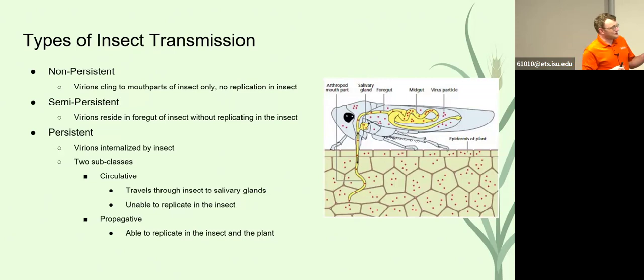Semi-persistent seems very similar to non-persistent, and it took me forever to figure out the difference between these two. It's a bit subtle. Semi-persistent, the bug actually sucks the virus up, and it gets inside the bug's stomach, and then it stays there. It doesn't replicate, it doesn't do anything, it just chills inside the bug's stomach. And then when the bug bites the next plant, it vomits the virus back into the plant.